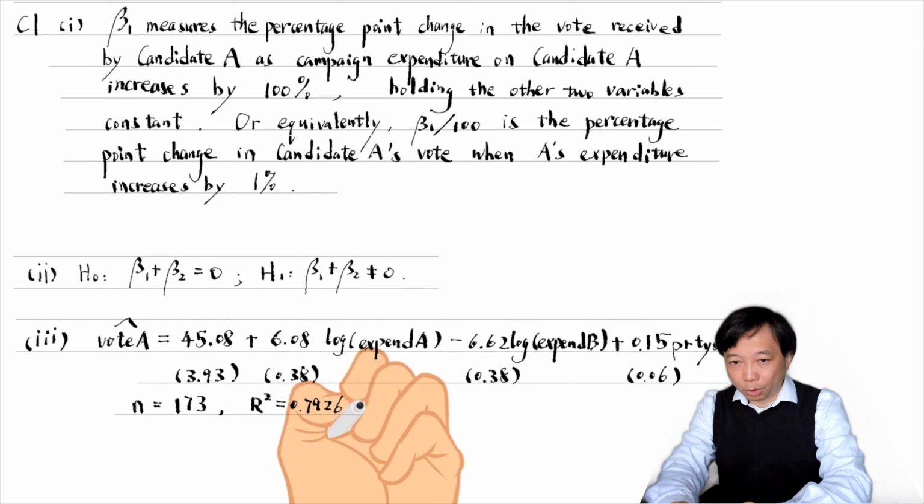Candidate A's vote increases by 6.08 percentage points if her campaign expenditure rises by 100%. The vote received by candidate A decreases by 6.62 percentage points if candidate B's expenditure increases by 100%. We could not use the results to test the hypothesis in part 2 because it is a linear combination of the parameters.